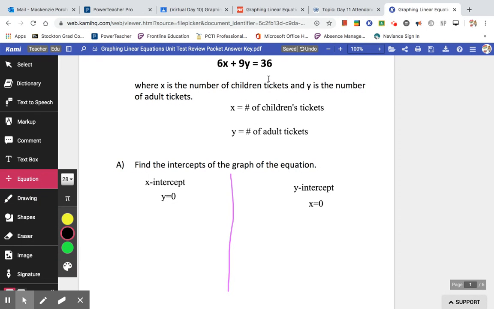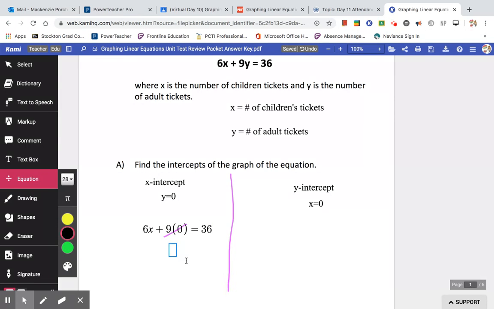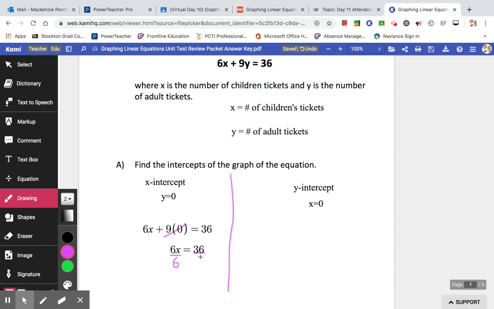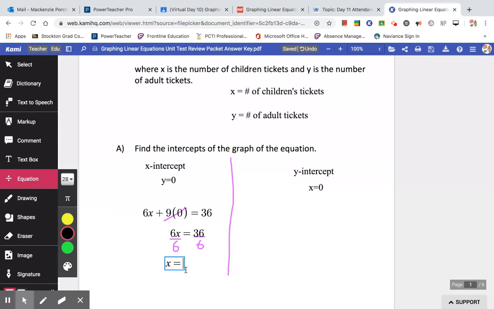So if I take the equation 6x plus 9y equals 36, now it's not going to be y, it's going to be 0 because we know y equals 0 for this intercept. So it'll be 6x plus 9 times 0 equals 36. And the nice thing about intercepts is this term cancels out because 9 times 0 is 0. So we're just left with 6x equals 36. We can solve that one-step equation by dividing both sides by 6. So x equals 6, because 36 divided by 6 is 6.